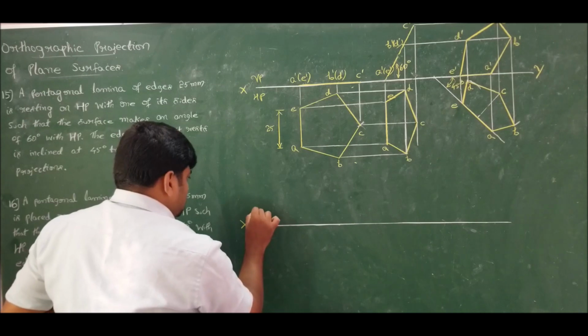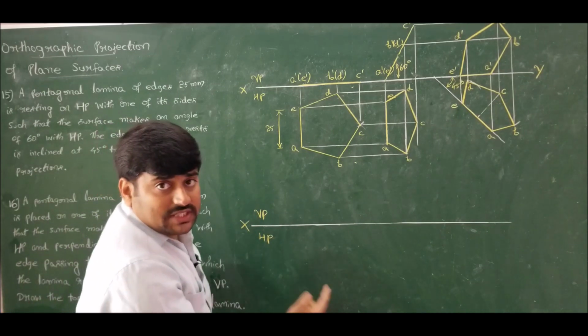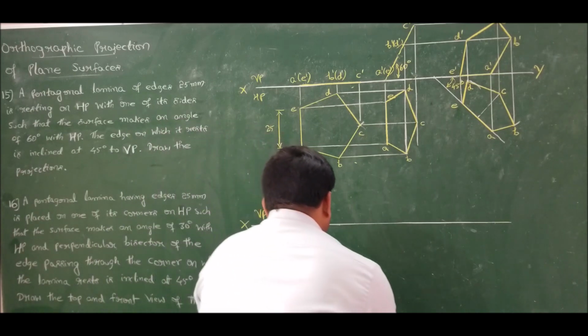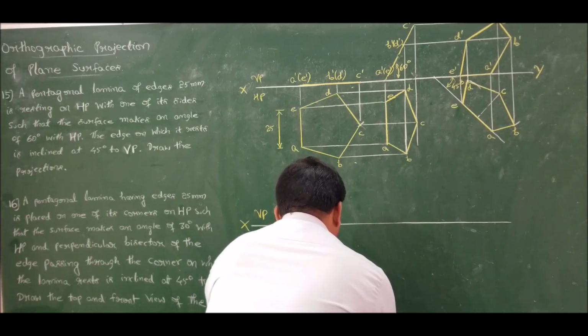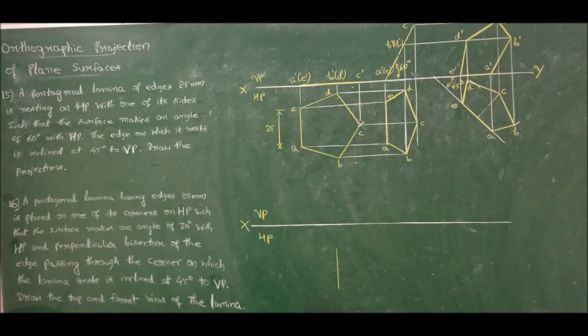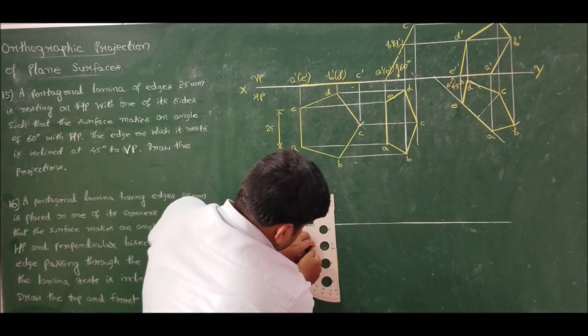For first angle projection, we have VP above, HP below. It should rest on one of its corners. So therefore, I will take edge towards right side. We know how much is the dimension of edge. Edge dimension is 25 mm. So draw 25 mm towards right side and measure the interior and exterior angles on either corners.